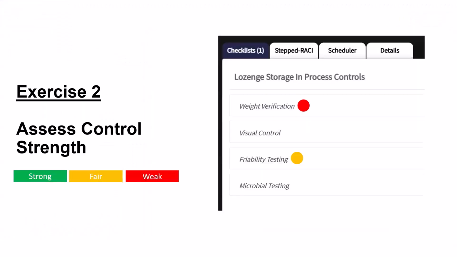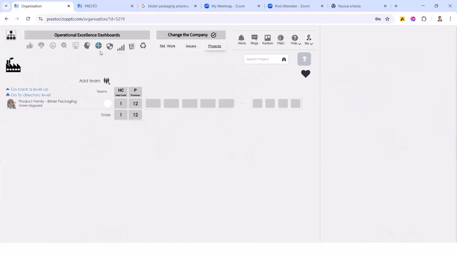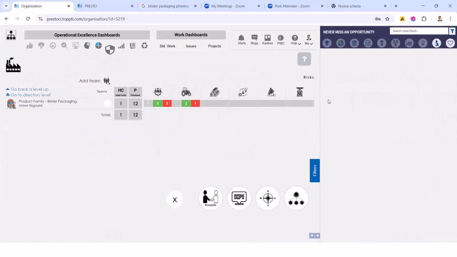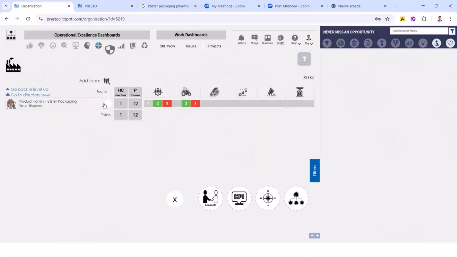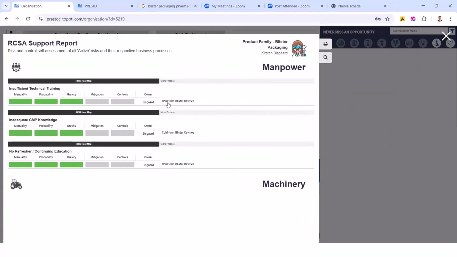Exercise number 2, assess the strength of the control. So basically now, Irwin has put these standard work checklists on our dashboards, and I'm going to come back here. And now you can see we're on the risk dashboard. And we start to fill up our portfolio of risks. So now let's go take a look at some of the standard work. Actually, let me open up this report to see what we've just identified. So we've just identified cold form blister cavities, project.